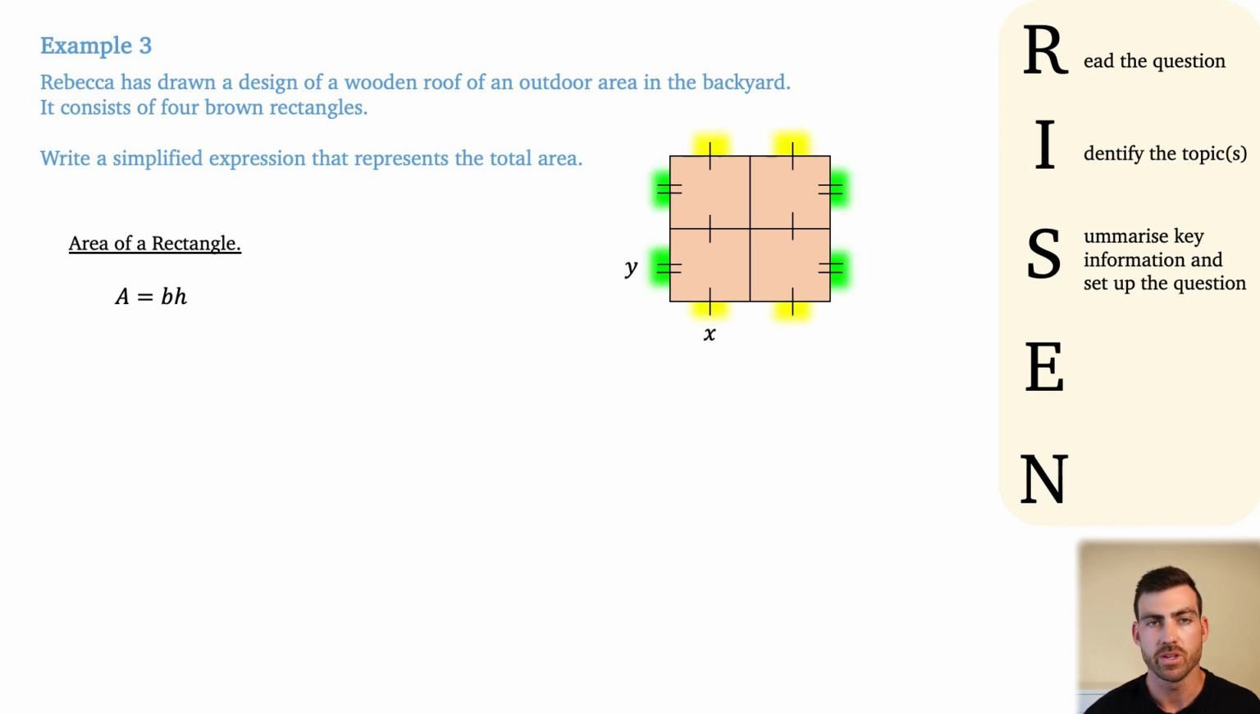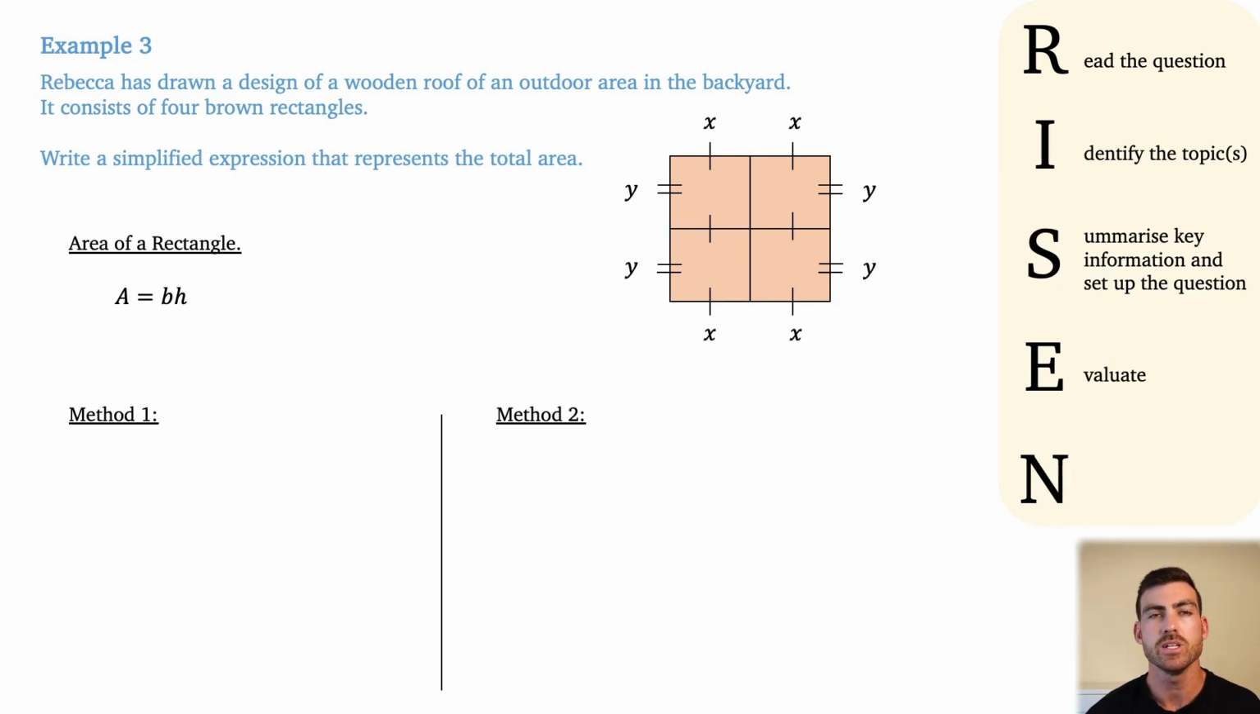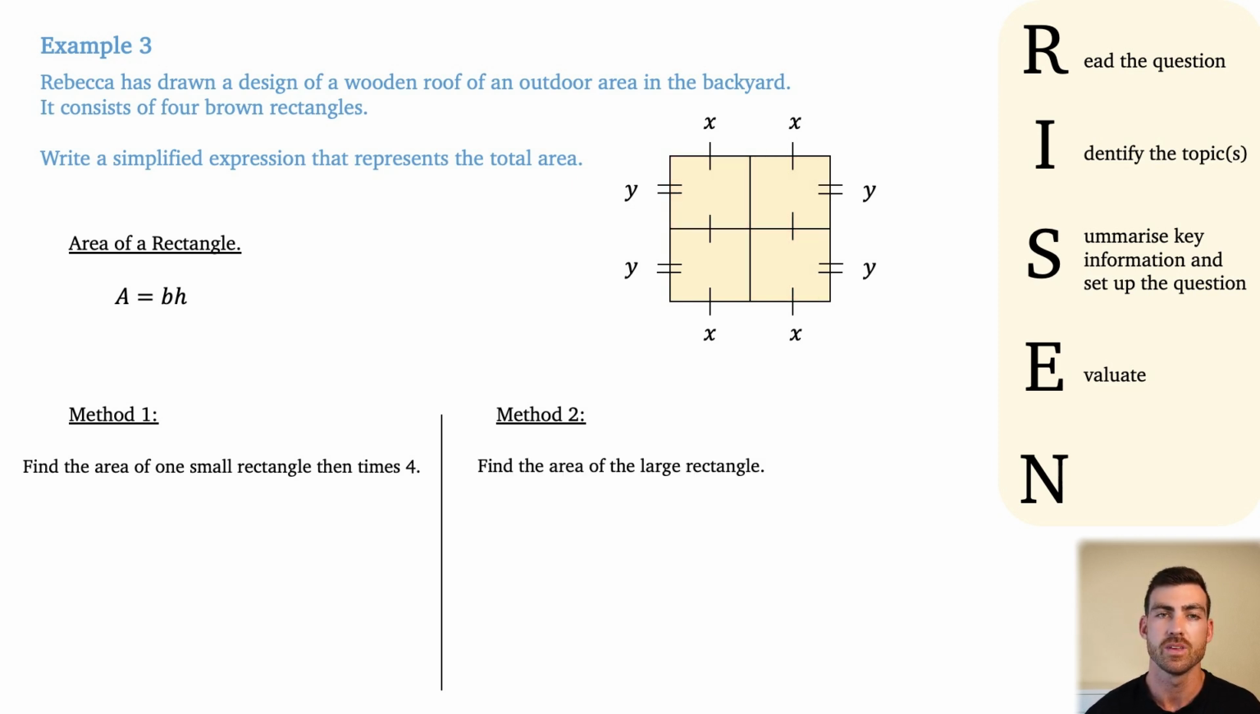Next, let's quickly recall the dash and the double dashes. The dash indicates that they are the same length, so we can write all these lengths as x. And for the double dashes, they also indicate that these are the same length, so we can write all these lengths as y. Now, to complete this question, we can do it in two different ways. Method 1. Find the area of one small rectangle, then times it by 4. Or method 2. Find the area of the large rectangle.